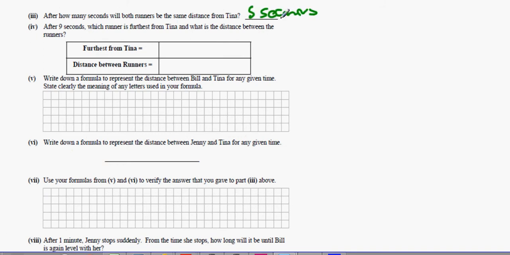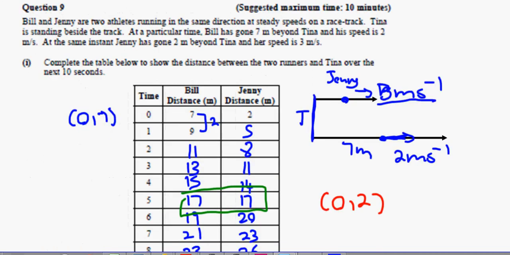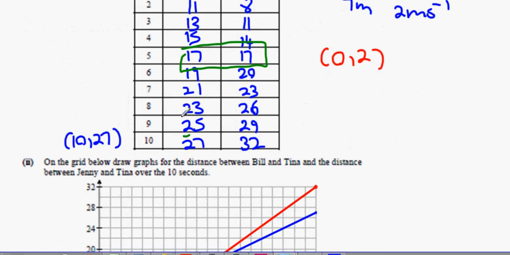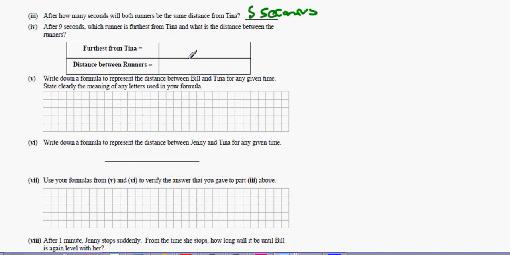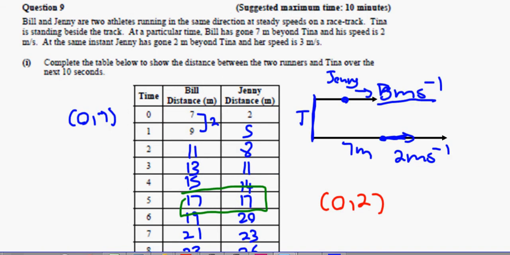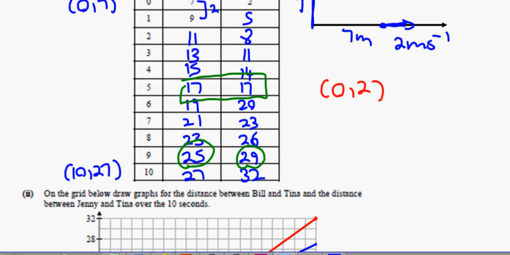Next one. After 9 seconds, which runner is the furthest away from Tina, and what is the distance between the runners? After 9 seconds, Bill is 25 meters away, and Jenny is 29 meters away. Furthest from Tina is Jenny, and the distance between the runners is going to be 29 minus 25, which is 4 meters.